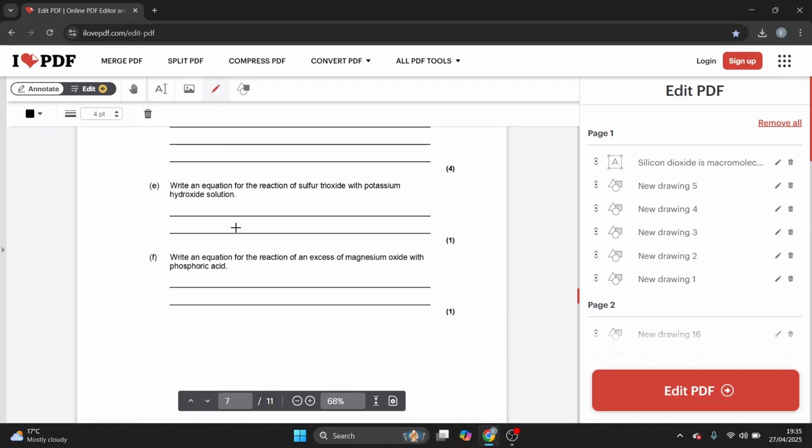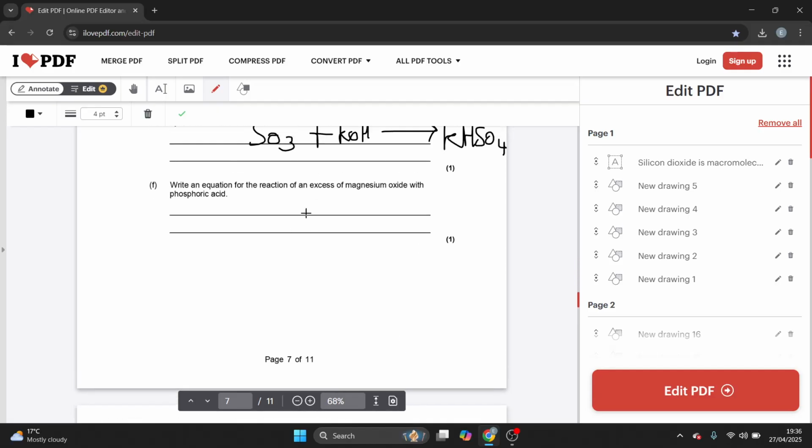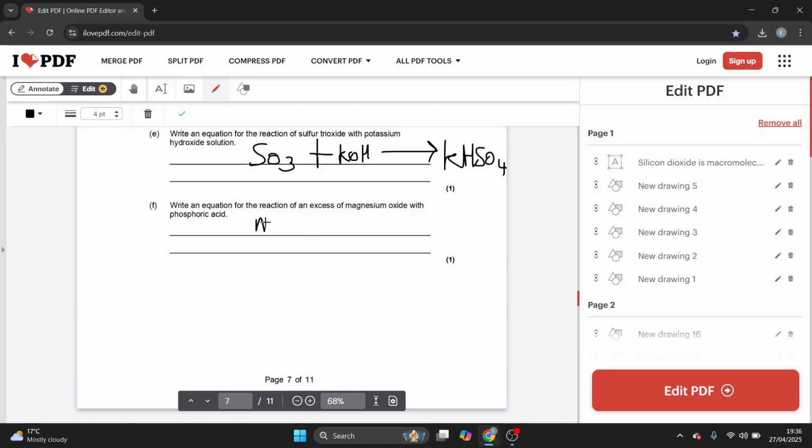Write an equation for the reaction of sulfur trioxide with potassium hydroxide. Now what happens? Well, the simplest one is KHSO4. Yep. Next, write an equation for the reaction of excess magnesium oxide plus phosphoric acid, H3PO4.